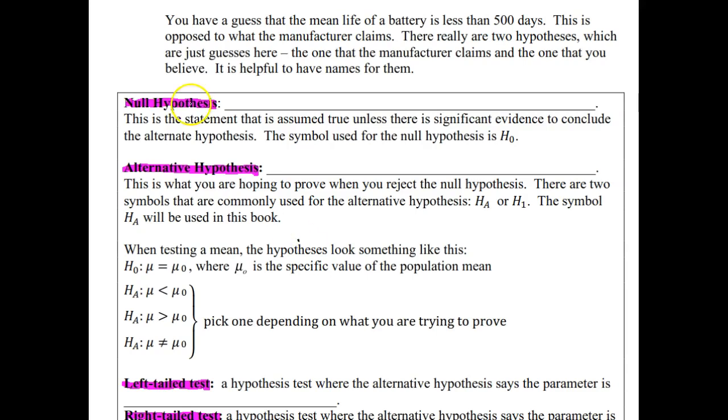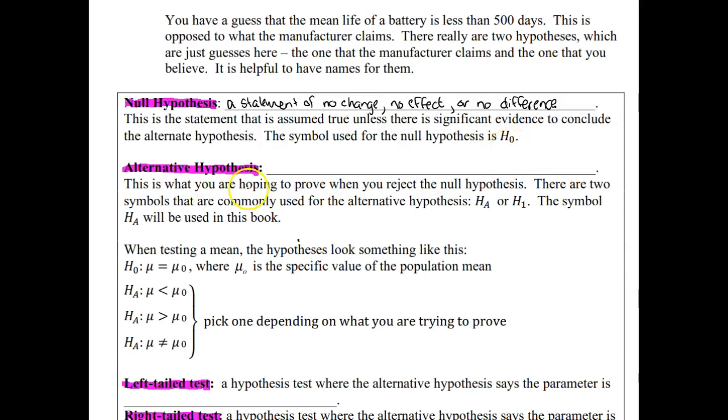So a null hypothesis is a statement of no change, or no effect as we're looking at experiments and things, or no difference from what they've claimed. This is a statement that is assumed true unless there is significant evidence to conclude the alternative hypothesis. So the symbol used for the null hypothesis is H sub 0.